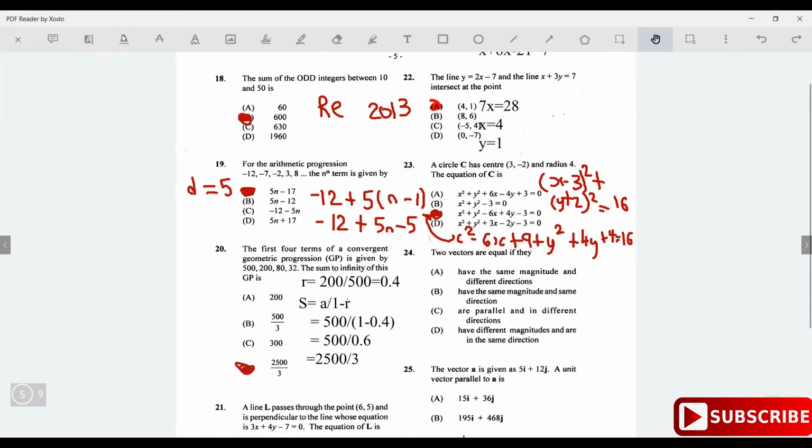Next thing, two vectors are equal if and only if they have the same magnitude and direction. So they must have the same magnitude and same direction. That's option B. Easy question. Solved.